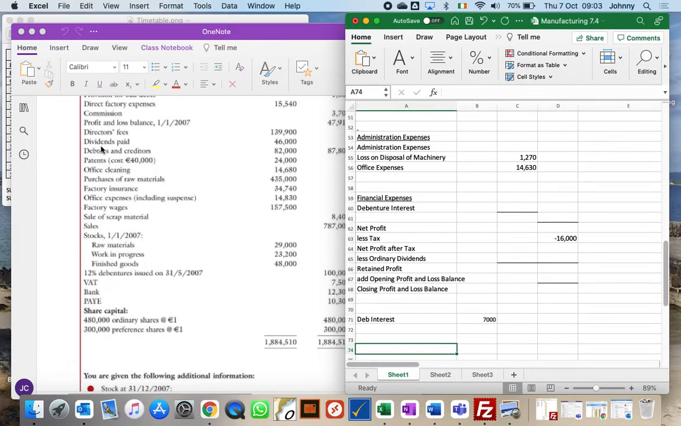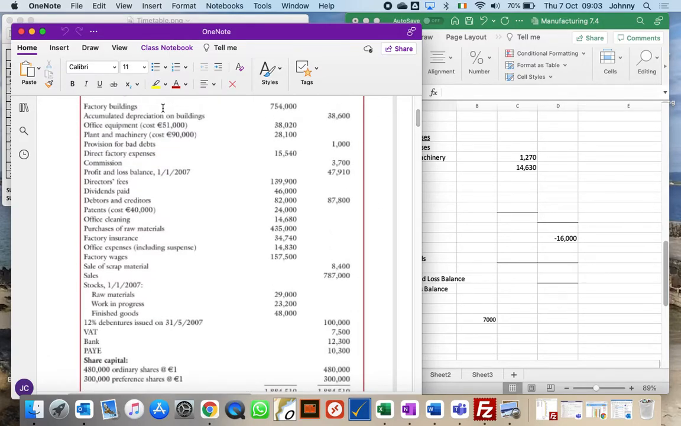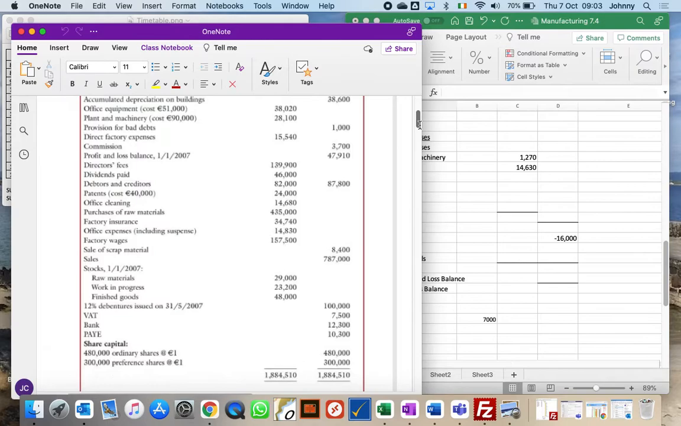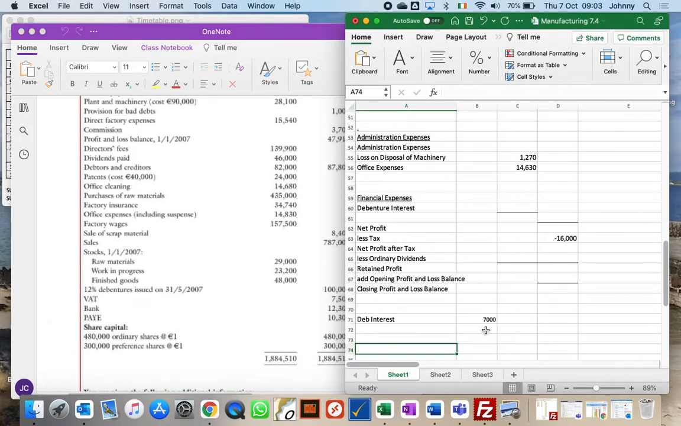Then we have now, I'm just looking here to see, did I pay any debenture interest so far? Commission, profit, I'm looking for debenture interest paid. So there's no debenture interest paid. So that means that's 7 grand, none of it has been paid so far, so all of it must be current liability. So debenture interest is going to go in here as one of the expenses.